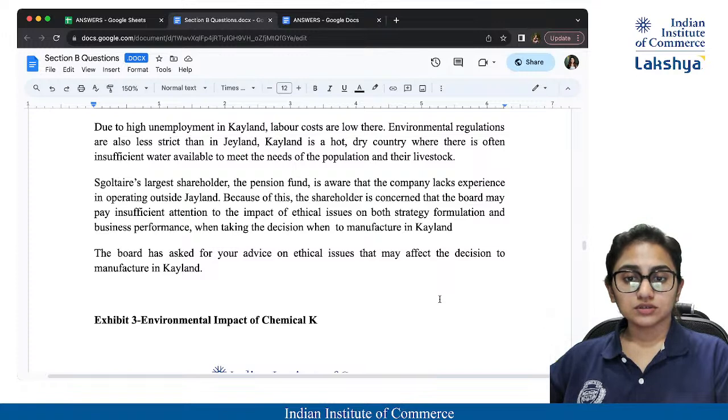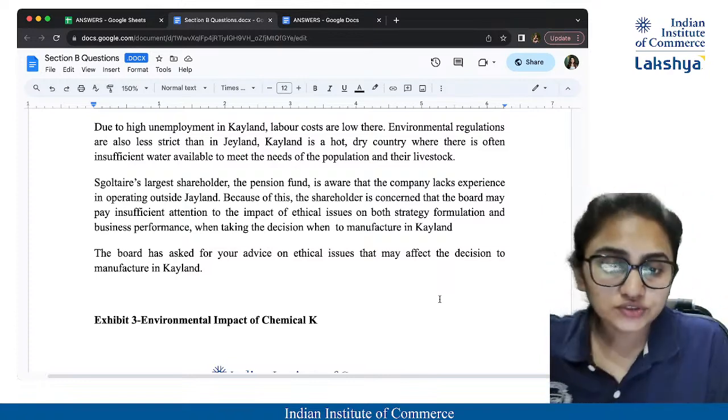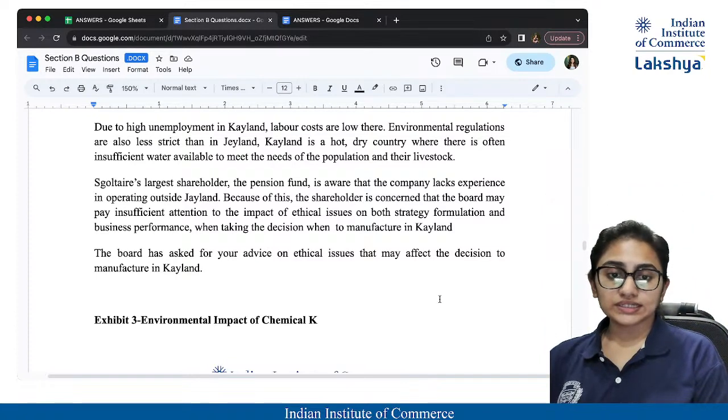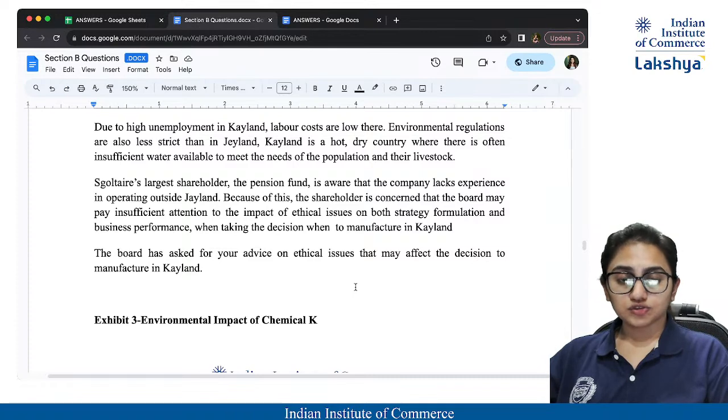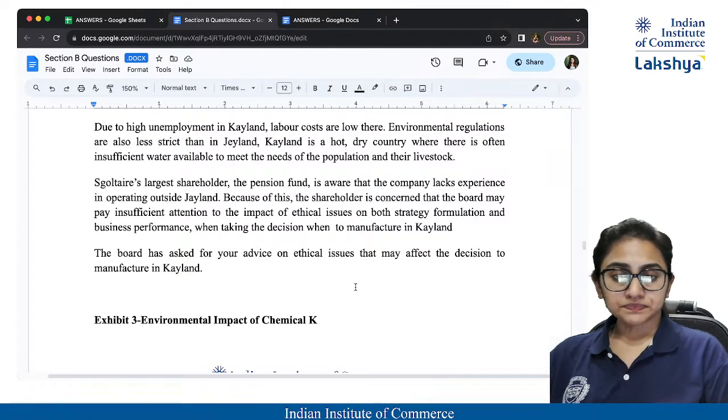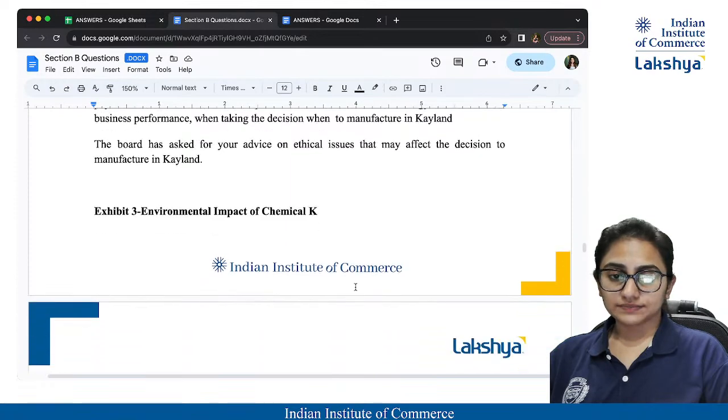As Geoltex's largest shareholder, the pension fund is aware that the company lacks experience in operating outside J-Land. Because of this, the shareholder is concerned that the board may pay insufficient attention to the impact of ethical issues on both strategy formulation and business performance when taking the decision whether to manufacture in K-Land. The board has asked for your advice on ethical issues that may affect the decision to manufacture in K-Land.